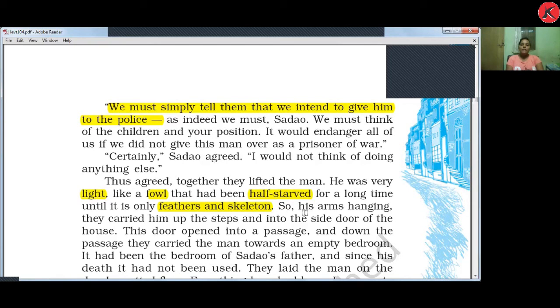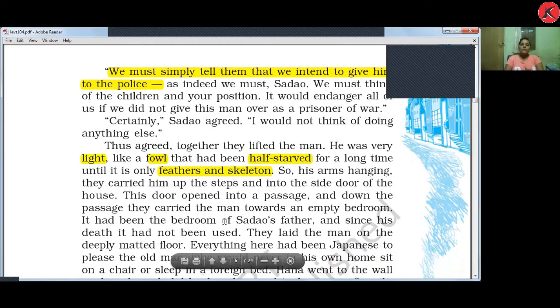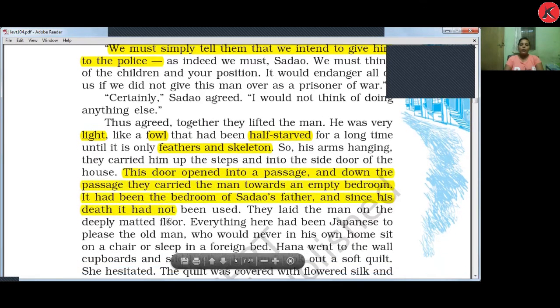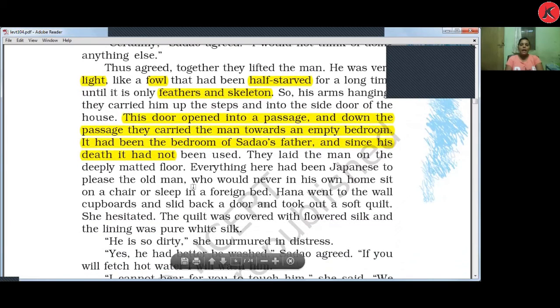So his arms hanging, they carried him up to the step and into the side door of the house. Okay. The door opened into a passage, and down the passage they carried the man towards an empty bedroom. It had been the bedroom of Sadao's father. And since his father's death, it had not been used. So he took that man into his father's bedroom.